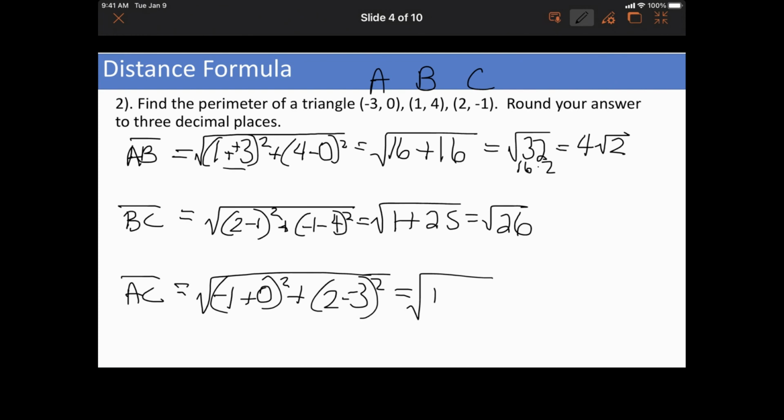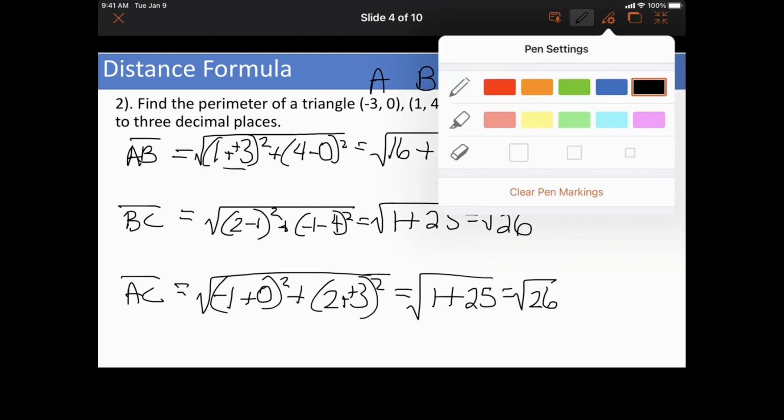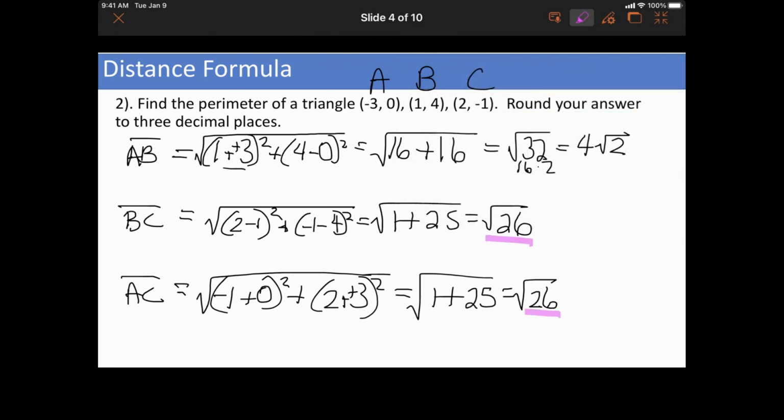So this is going to be 1 plus 5. So that's 25. Did I do that right? 25. All right. Side note, so I've left it here. So here are my 3 sides. Well, look at this. Interesting enough. Hopefully I did this right.